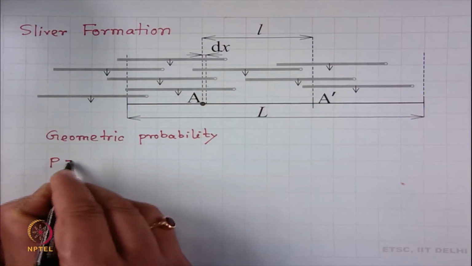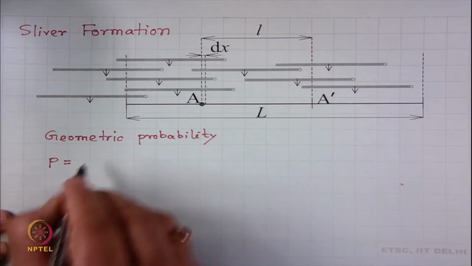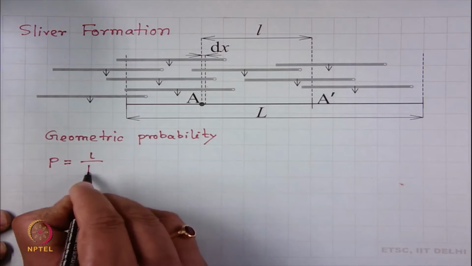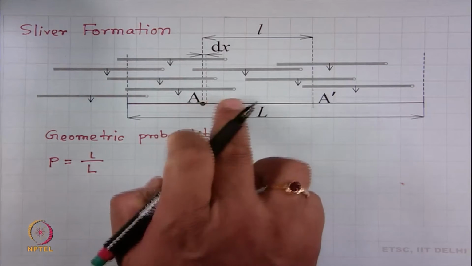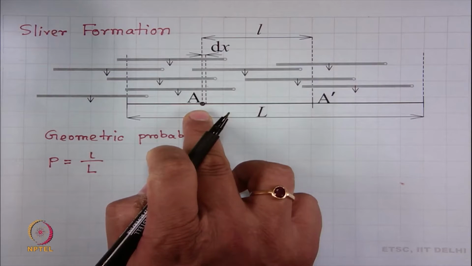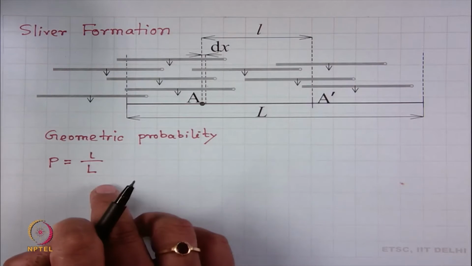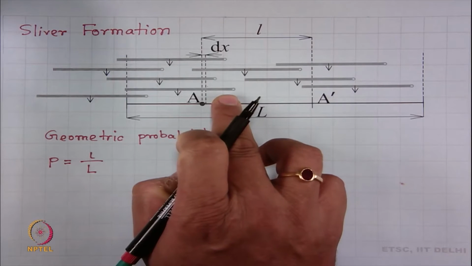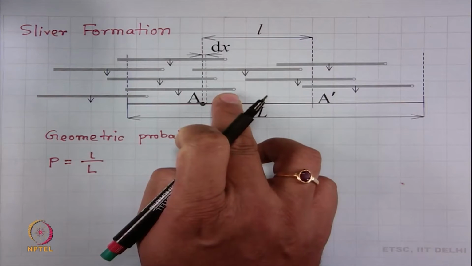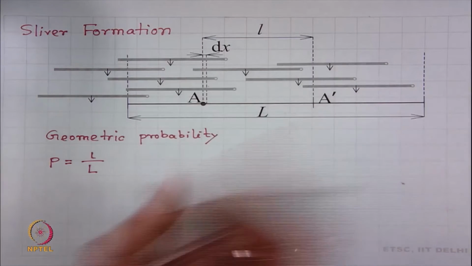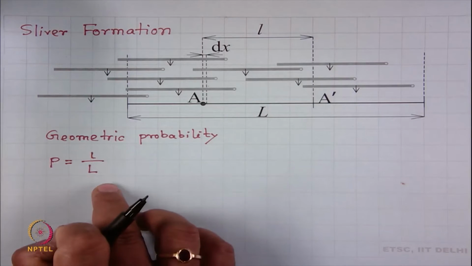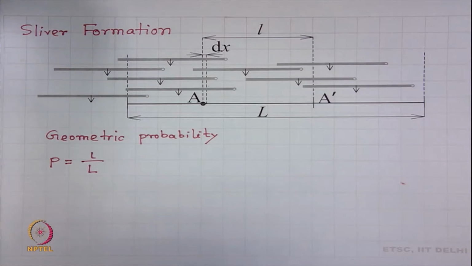This probability must be equal to small l by capital L. So, what is the probability that a fiber is passing the line at A? This probability is equal to small l by capital L, because if a fiber is passing this line, then its right end must lie within a small length l, and the total length possible is capital L. So, small l by capital L is the probability, right.